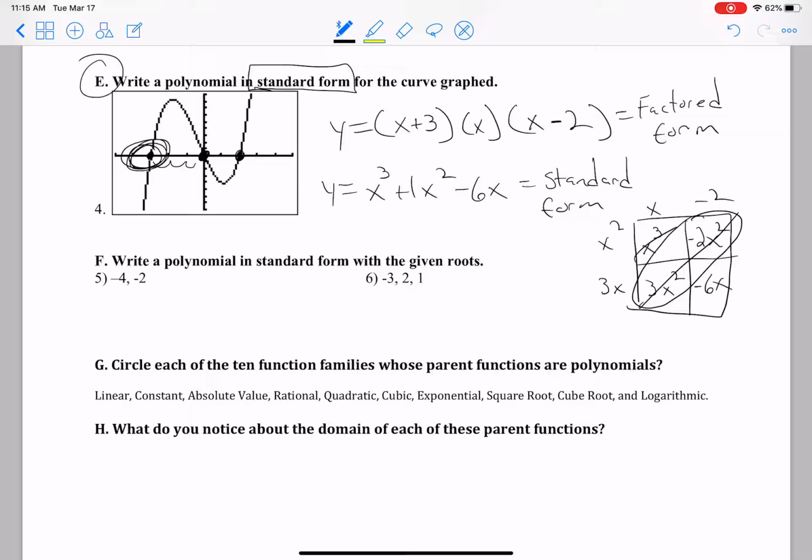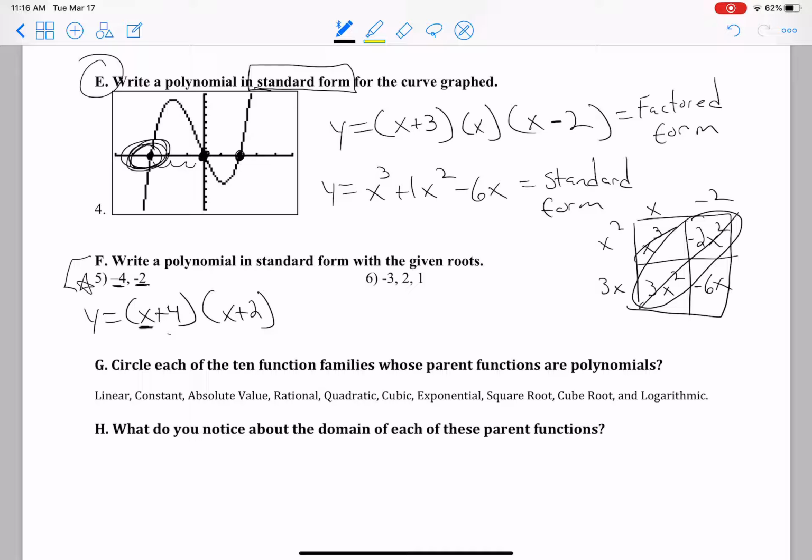So now I will do one of these. I'll do number 5. Write a polynomial in standard form given the roots. In other words, if I know the x-intercept of this is negative 4, I know the factor is going to say y equals x plus 4. If I know this x-intercept is negative 2, I know the factor is going to say y equals x plus 2. Because when I plug negative 4 into here, I get a 0.